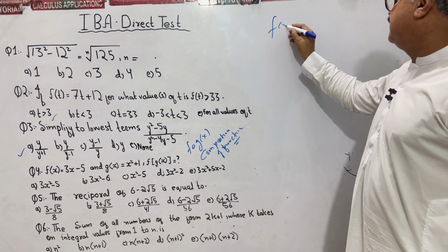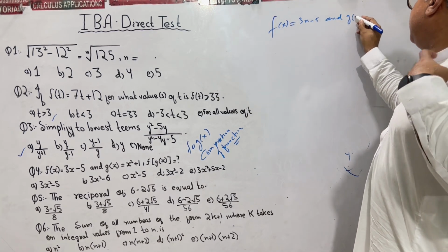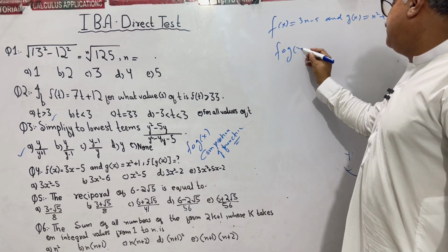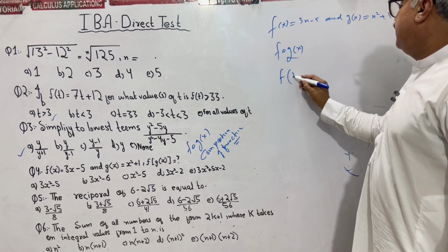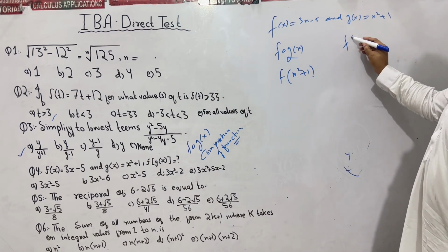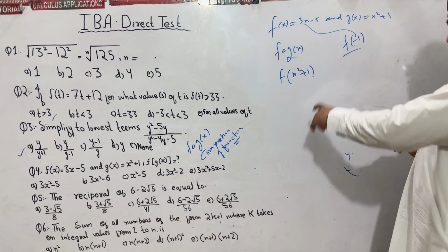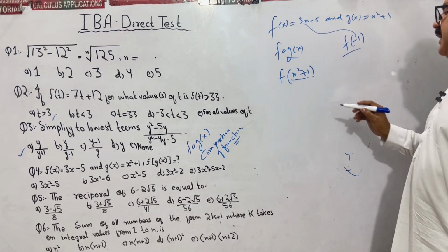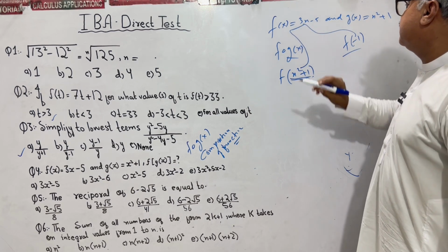F of x is 3x minus 1 and g of x is x square plus 1. F o g, f of g of x. What's the value of g of x introduced here? It is f of x square plus 1. Now it's a simple strategy. If I have written f of minus 1, instead of x I have to plug in x equal to minus 1. Here we have x square plus 1, so we have to plug in x square plus 1 instead of x.